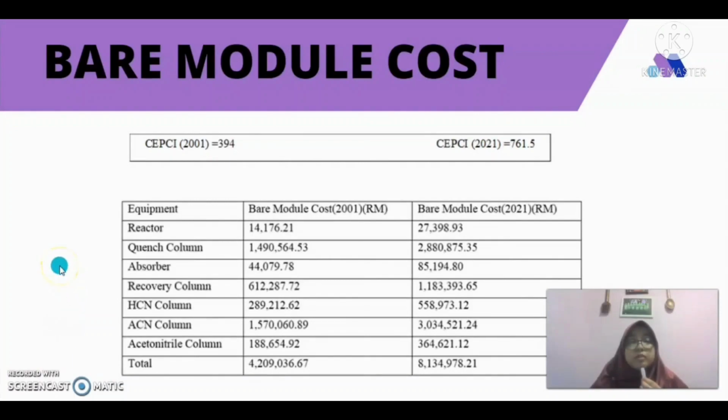The first part of the cost calculation is the bare module cost, and this is the result for the bare module cost in 2001 and 2021 for the 7 major equipment in this plant. The total bare module cost in 2001 is 4,209,036 ringgit and 67 cents, and the result for 2021 is 8,134,978 ringgit and 21 cents.